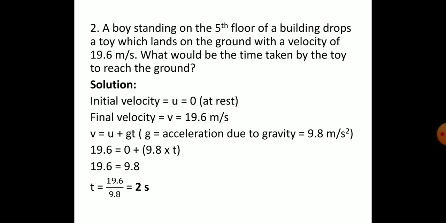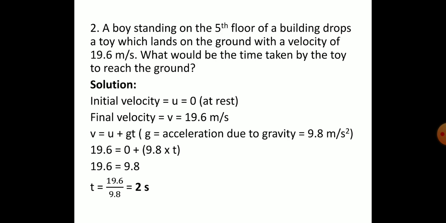Final velocity is equal to 19.6 meter per second. So what is the formula? V equal to u plus gt. Where is this g coming from? G is called the acceleration due to gravity, because we are talking here about throwing a toy or an object from top to the ground. That is, we are talking about a ground situation. So we are taking g instead of a. Now what is this g? The value for g is always 9.8 meter per second square.